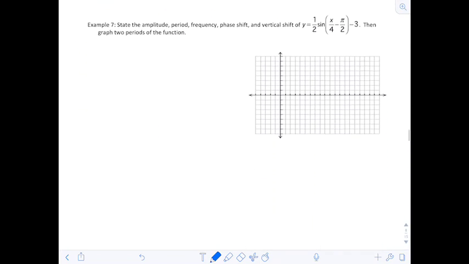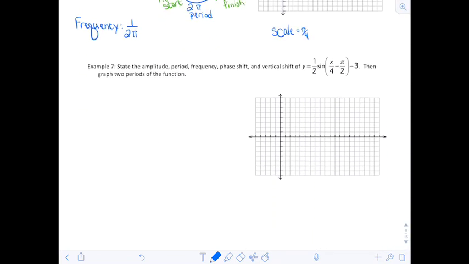Okay, and the last one, you've almost made it. So again, example 7, we're going to state amplitude, period, frequency, phase shift, and vertical shift of this one. Goodness. Okay, so there's a lot going on here. As we look at this, you might want to rewrite this as 1/2 times the sine of 1/4 of x minus pi over 2, minus 3. Okay, so we're not going to be intimidated by that.